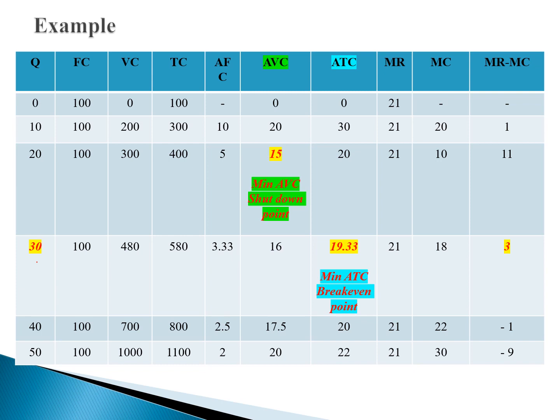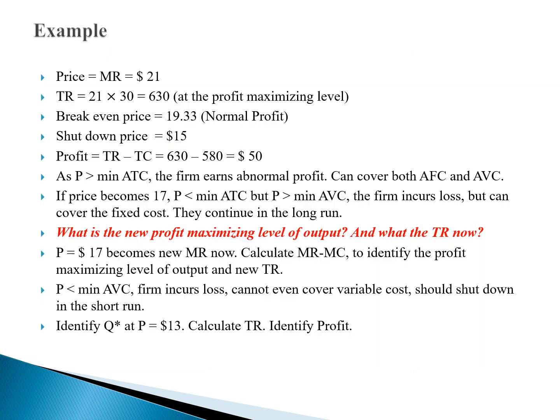If we are looking for the minimum average variable cost, let's look at the average variable cost column and try to identify the lowest value, which is equal to 15. So we can call it minimum average variable cost, and this is also known as the shutdown point. Now, after identifying all this, let's face the questions one after another.